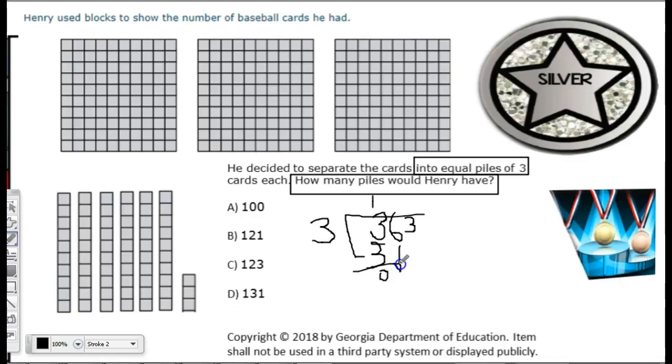I bring down my next number. That's a 6. 3 goes into 6 2 times. 2 times 3 is 6. So I put my 6 down here and subtract, and that is 0. And then I bring my next number down, and that's a 3. And we know 3 goes into 3 1 time. 1 times 3 is 3. I subtract it, and that is 0. And I have no more numbers to bring down, and no remainder. So I can get 121 groups of 3 cards each. And there's my answer.